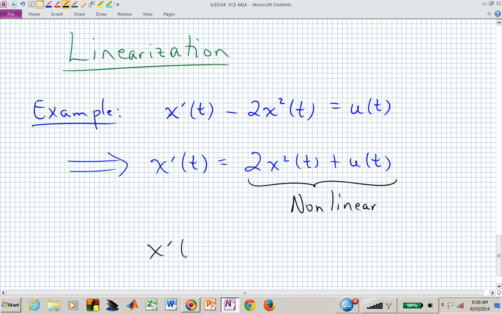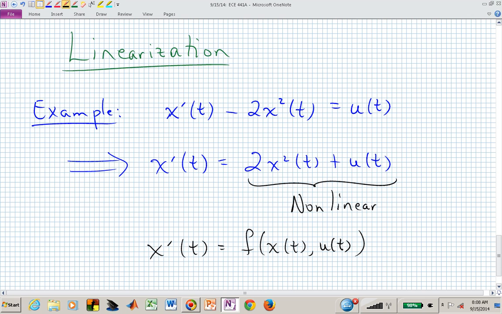Meaning you might just see this written as x prime is equal to f of x of t, u of t, and without knowing what f actually is, it may be linear or nonlinear. The linear case is typically when we have this matrix A times x plus b u, where x is maybe a vector. Now f could be a vector. In this case, we're just assuming we have a scalar, and now the right-hand side does have a nonlinear term in it. It only takes one to make the whole thing nonlinear.